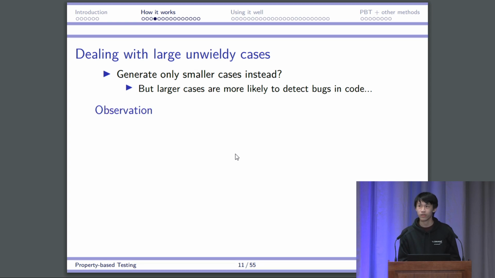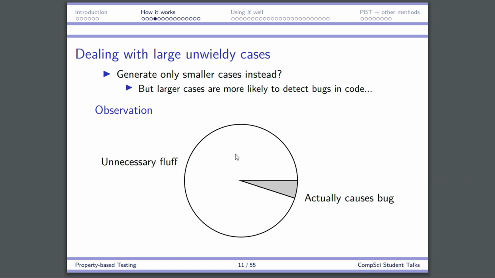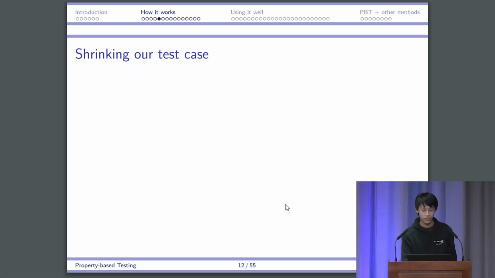But we can observe something from the larger cases that we have. And it is that when we consider the distribution of data in that case that actually causes the bug and the distribution that just does random stuff, it looks something like this. Right? So a very large section is unnecessary fluff, and only a small section actually causes the bug. So what if we could find a way to trim down the fluff and only take the section that actually causes the bug? Well, this is where shrinking comes in.